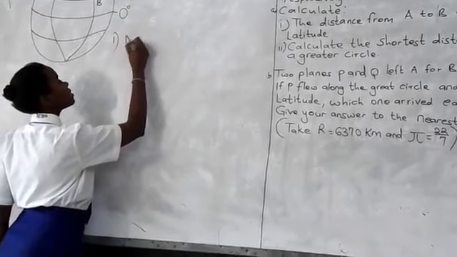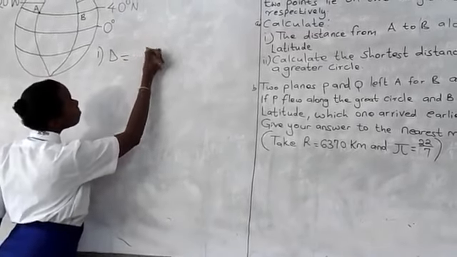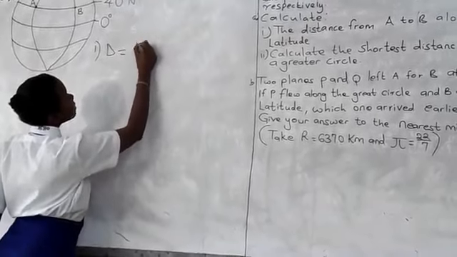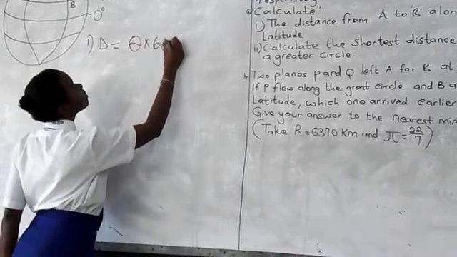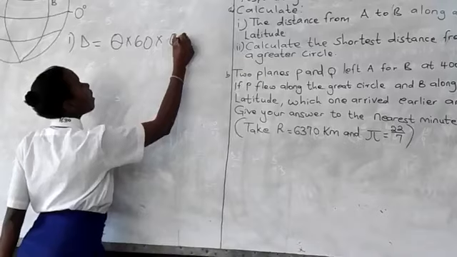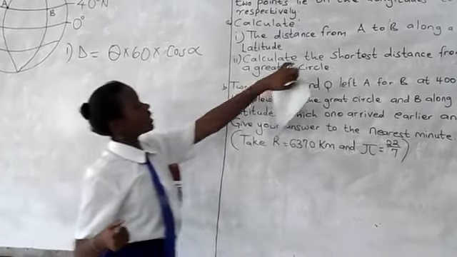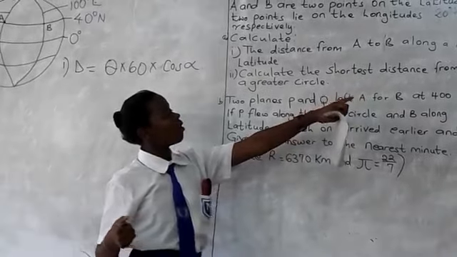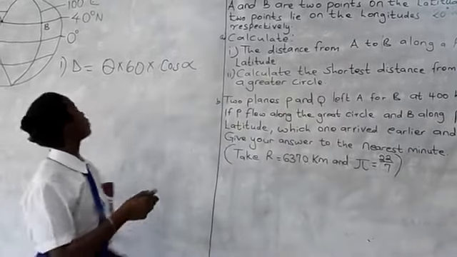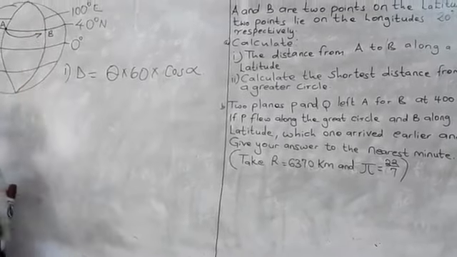Now we'll use the one for nautical miles. Distance is equal to theta times 60 times cos alpha. We're using this one because we've been told the distance from A to B along a parallel of latitude, meaning we'll move from this point to this point directly.